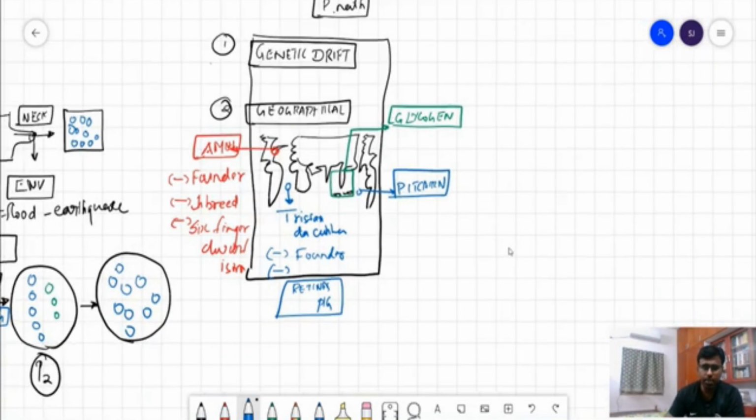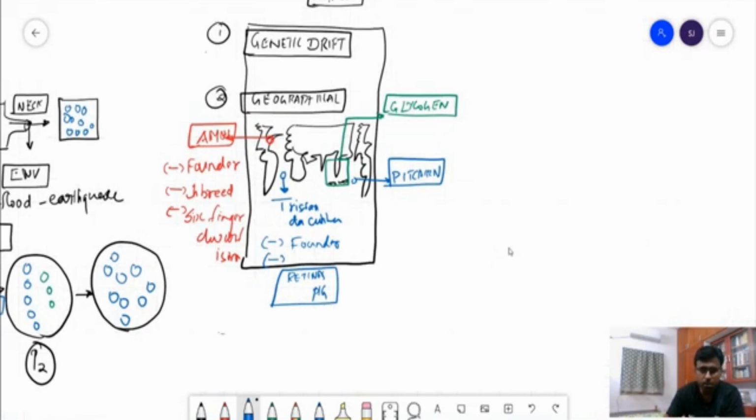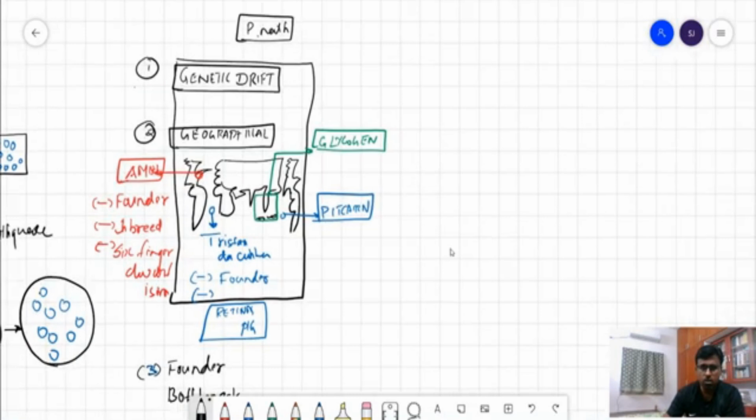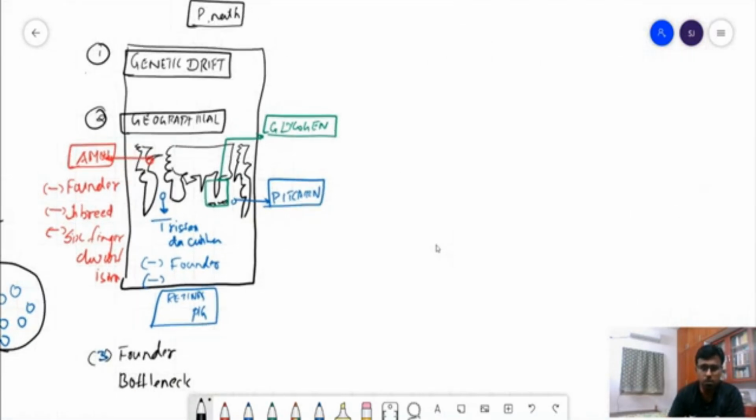And this is the second point you have to write. Third point you have to write about the founder effect. Clearly you have to write about the founder effect and what the bottleneck effect is. These two things you have to write. So this is the first page you have to write.